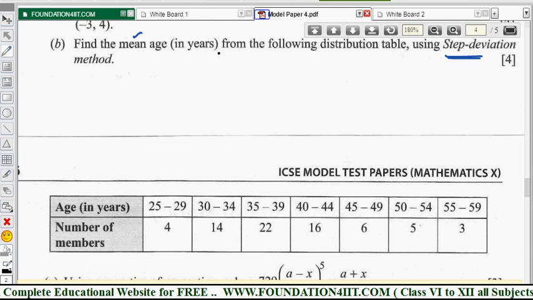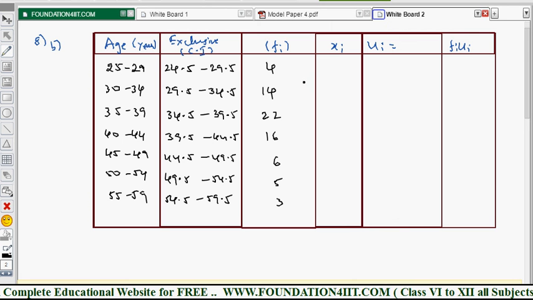Now let us find the mean using the step deviation method. For that we need xi. xi is the mid value of the class interval. So for 25 to 29, it is 27. If you don't know, you just add these two numbers and divide by 2. And for 30 to 34 the mid value is 32. Similarly 37, 42, 47, 52 and 57.